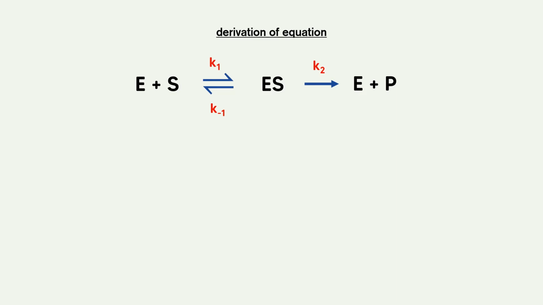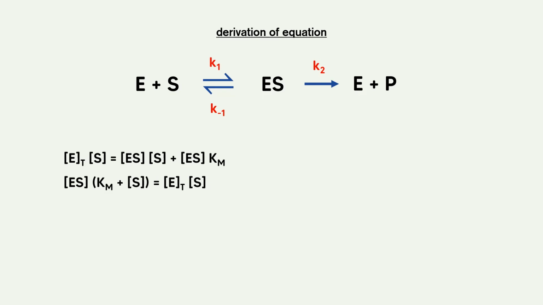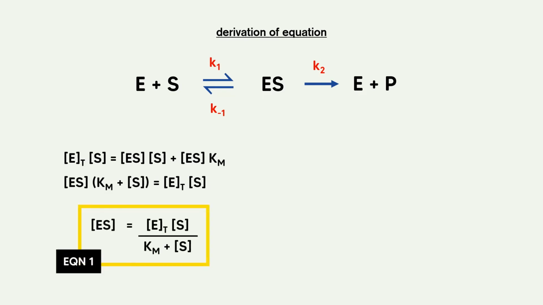Next, we will move all the terms containing ES to one side and factorize it out, and we will end up with equation 1. The speed of the whole process is the rate of formation of products, which is our rate 2, denoted by K2 times ES. So we will multiply both sides of equation 1 by K2, which gives us equation 2.